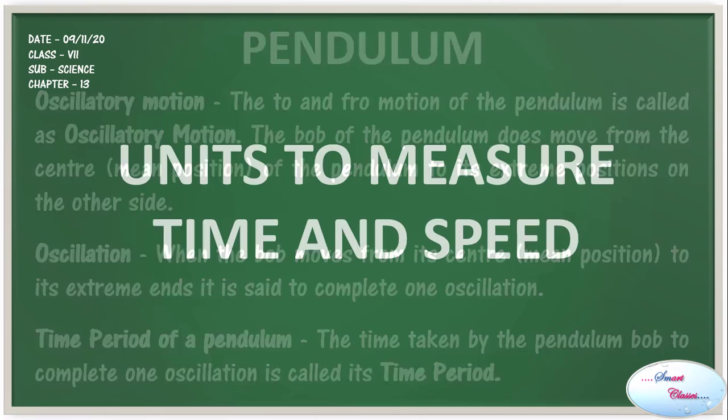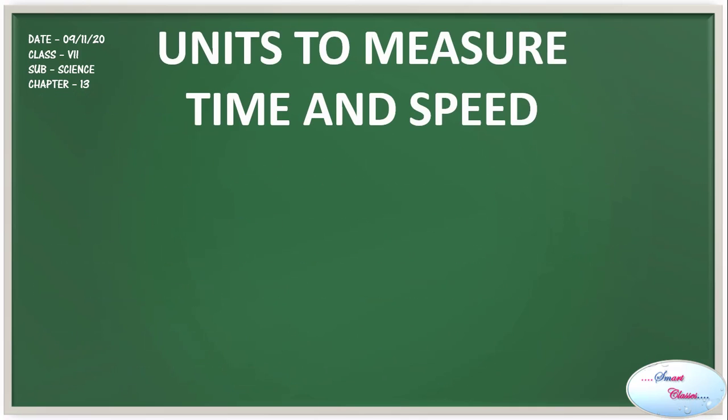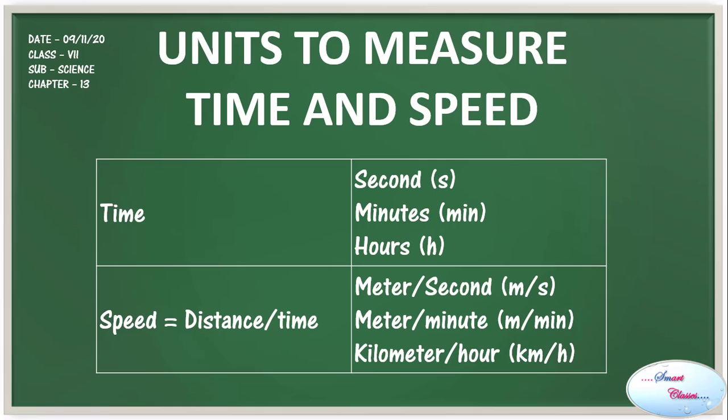Now, units to measure time and speed. The basic unit of time is second. It is designated by the symbol small s. The larger units of time are minute and hours. These units are connected as 1 hour is equal to 60 minutes and 1 minute is equal to 60 seconds. Since speed is distance upon time, the basic unit of speed is meter per second. Of course, it could be expressed in other units such as meter per minute or kilometer per hour.